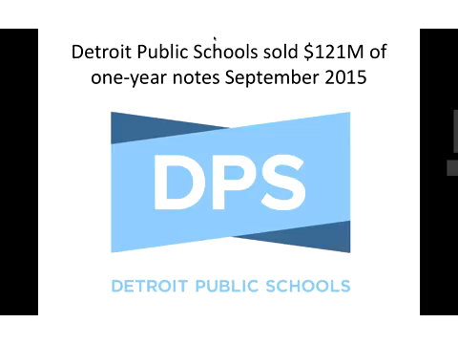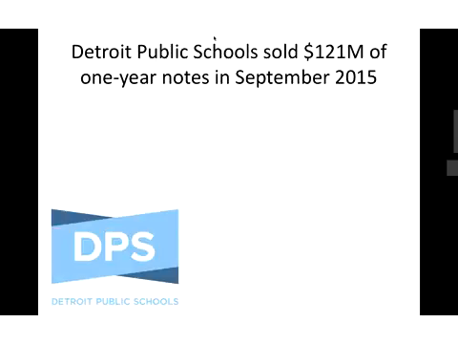So we have an example we're going to go through, and this is real life. Detroit Public Schools is struggling financially. So in an effort to not have the state take them over, they said, we're going to issue notes. So in September 2015, Detroit Public Schools issued $121 million of notes. Okay, and this is true. I've rounded some numbers just to make it easier for us. So they sold $121 million.